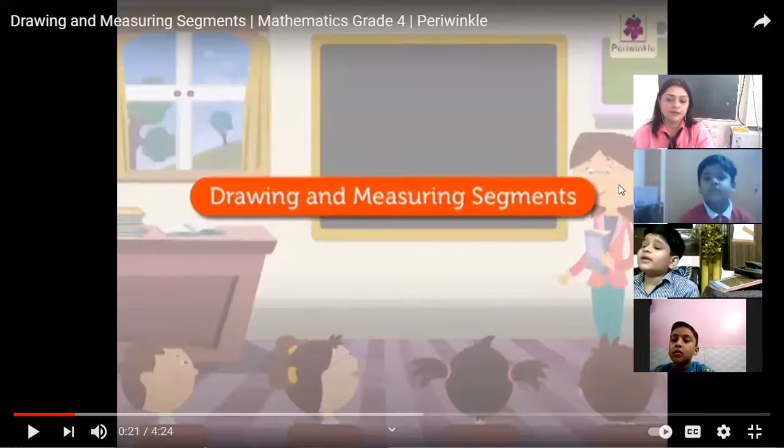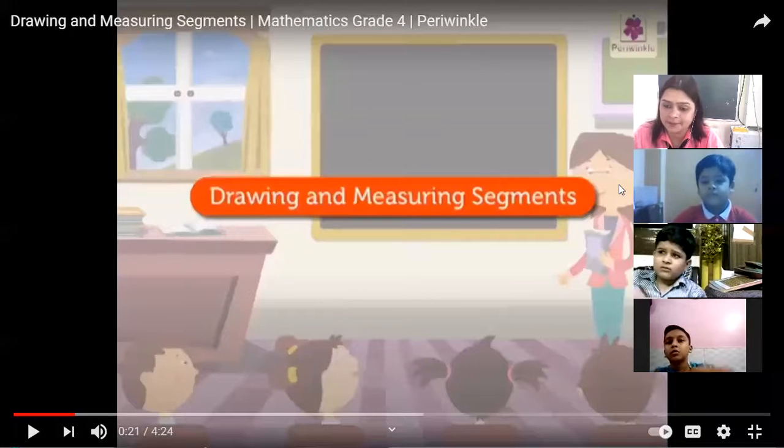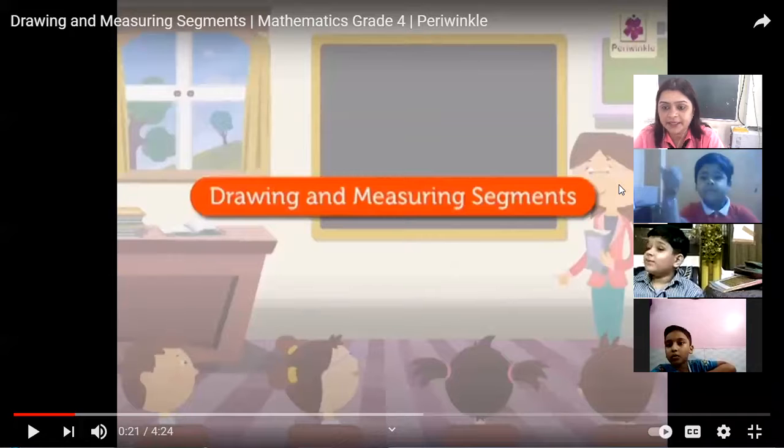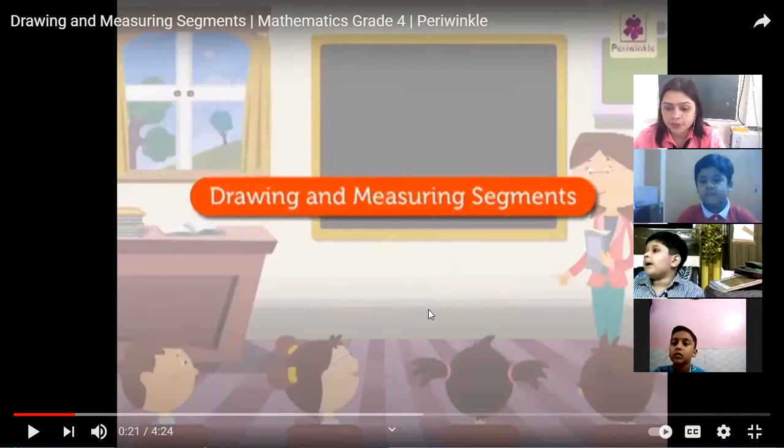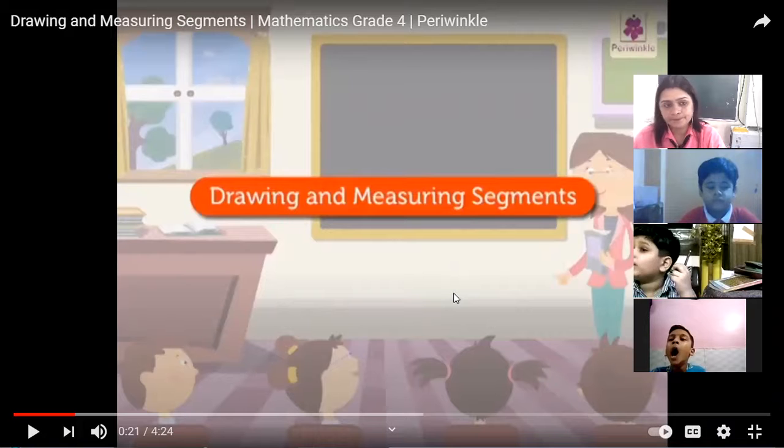Okay, beta. So today we are going to start a new concept, that is drawing and measuring segments. Is it clear? Drawing and measuring segments. Okay, beta. So now we are just going to continue with the video, and you have to listen and watch this particular video very carefully so that you can give me the answers side by side.